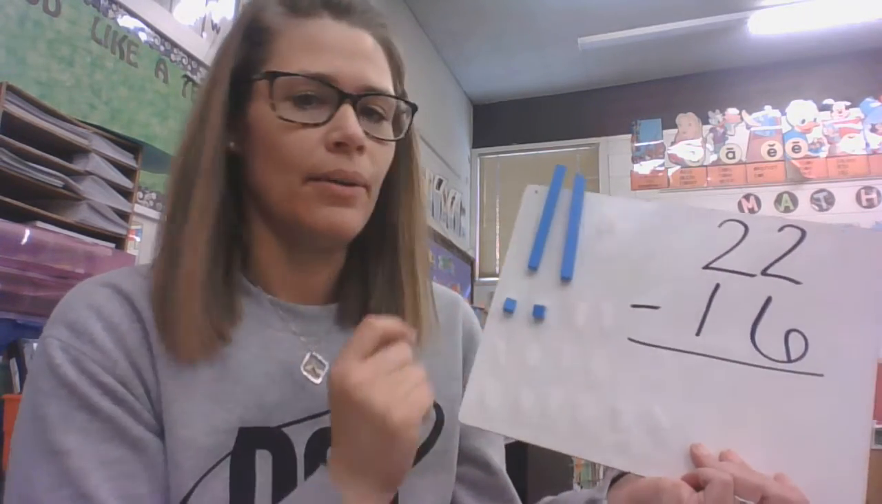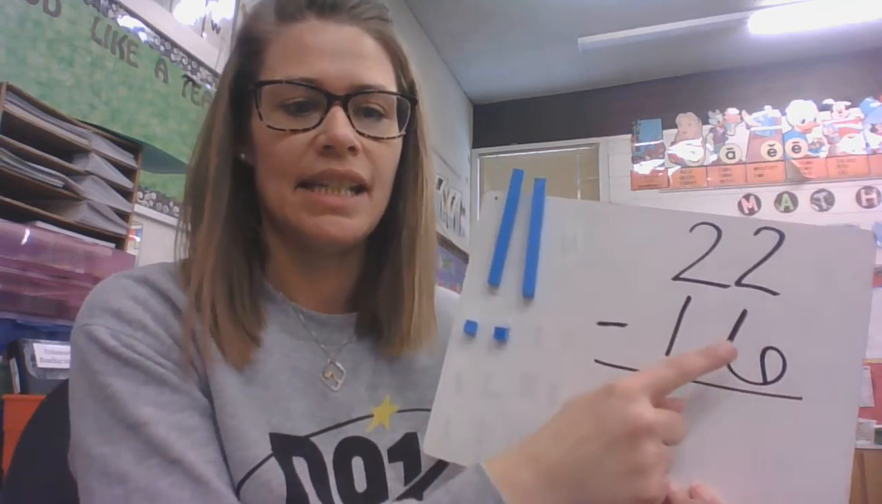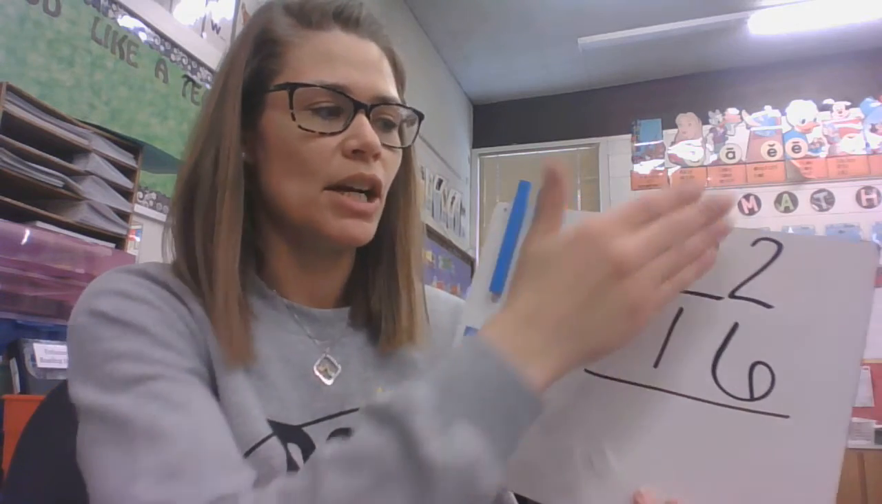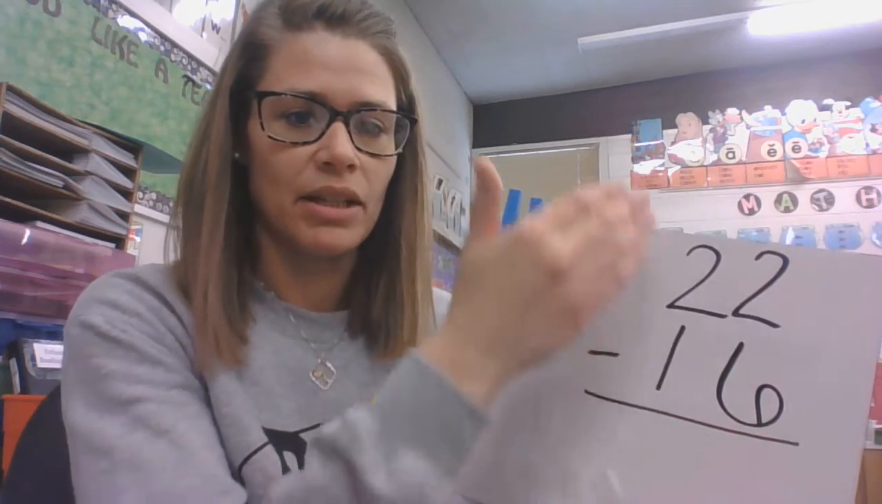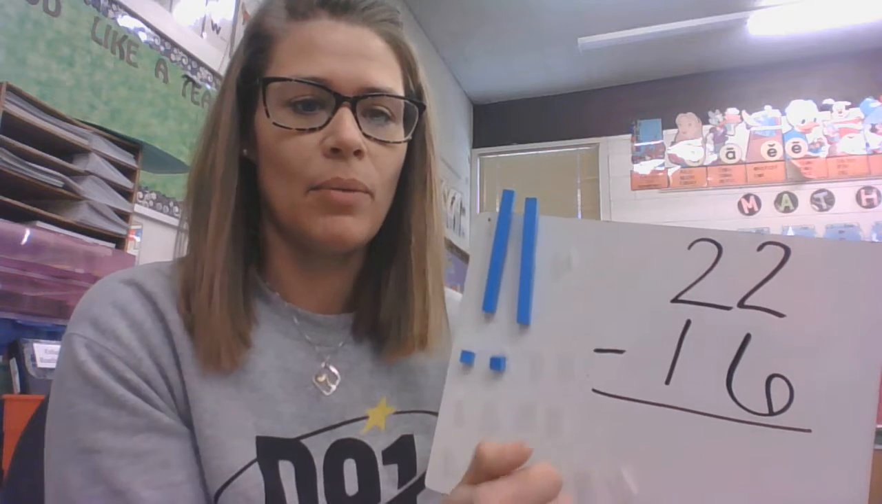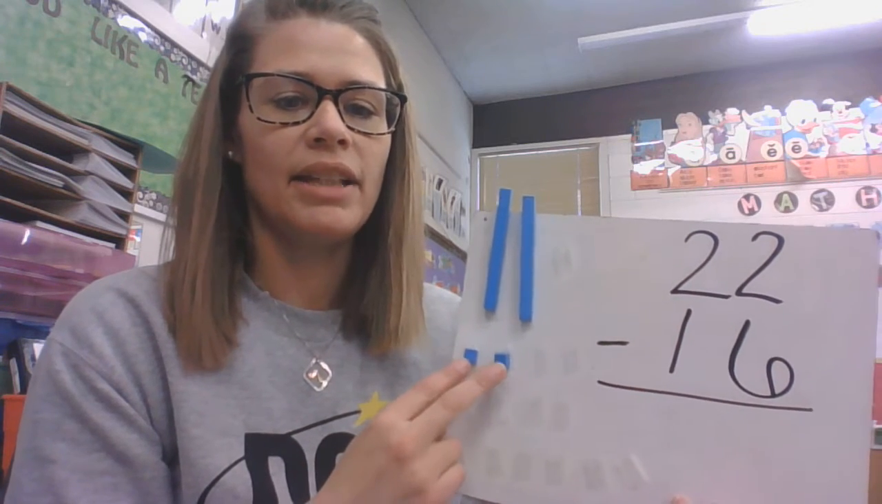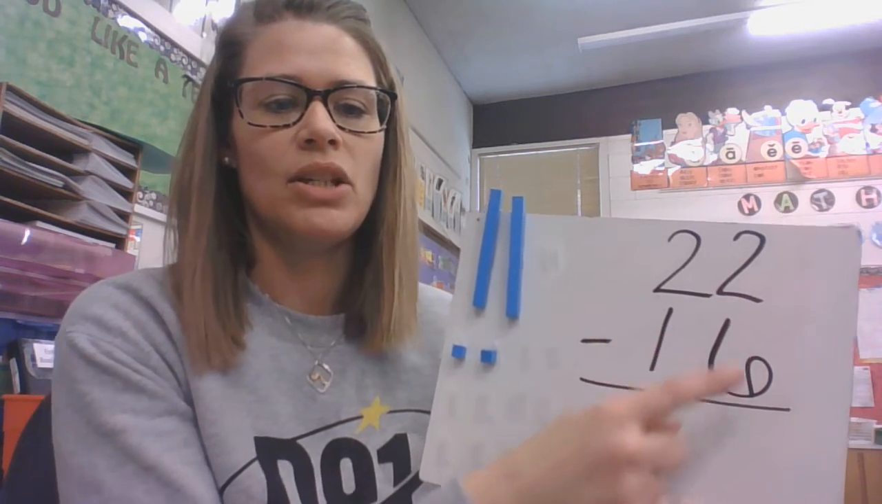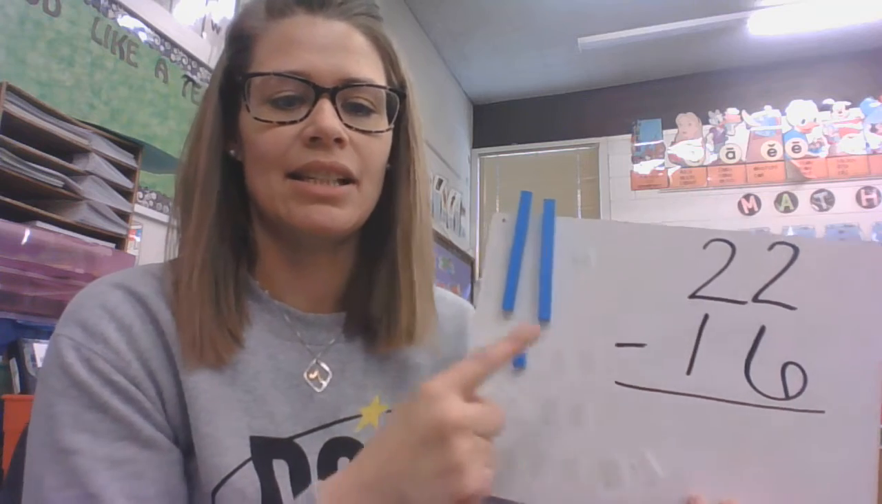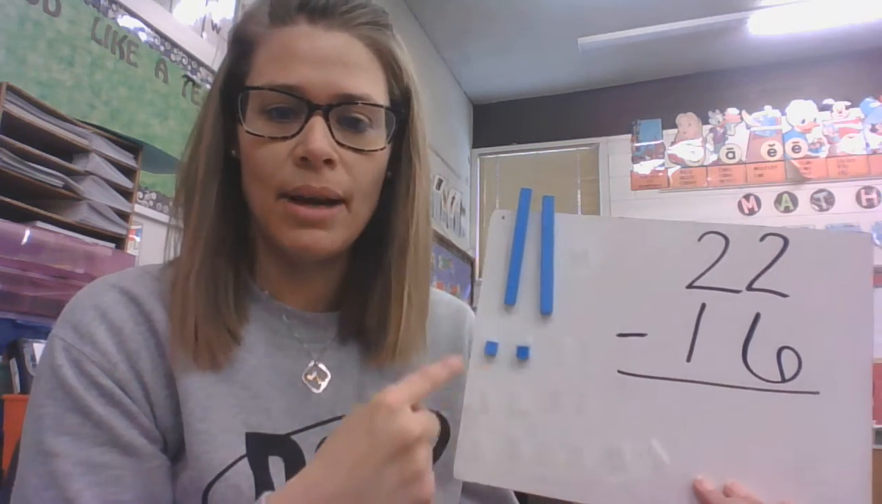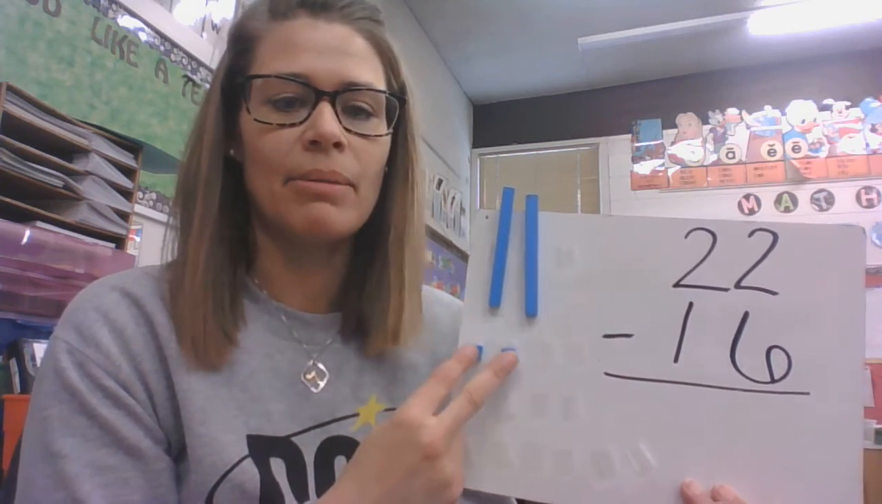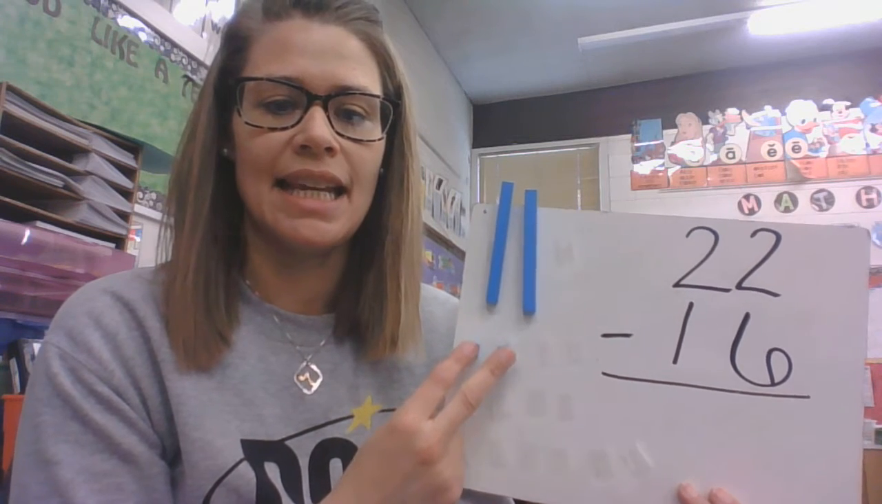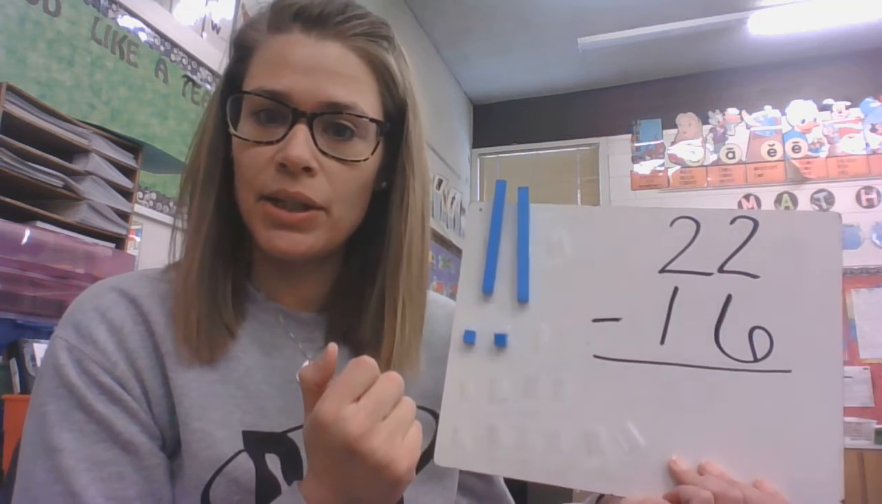Okay, now I am going to take away 16. I'm going to start with my ones first. Remember, I'm not going to start with my tens. I'm going to start with my ones. So right now, I only have 2 ones from the number 22, and I need to take away 6 ones. Can I do that right now? I have a problem. I don't have enough ones that I can take some away. So what am I going to do?